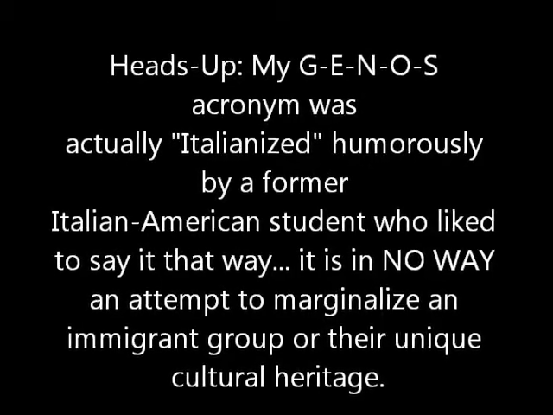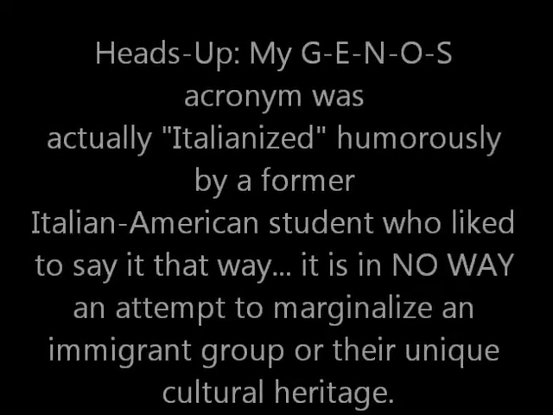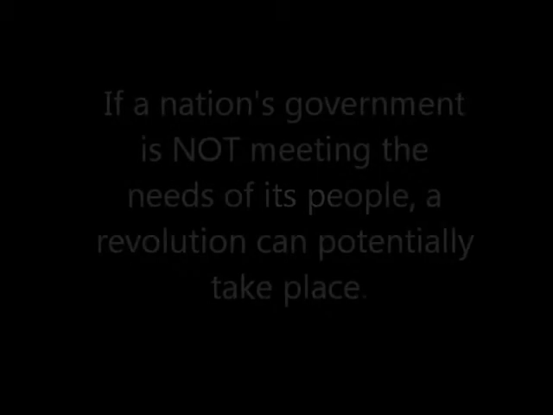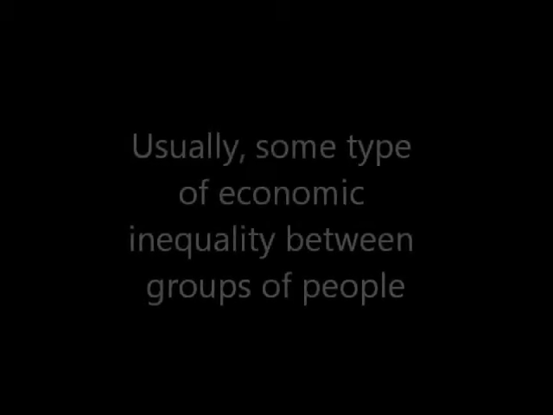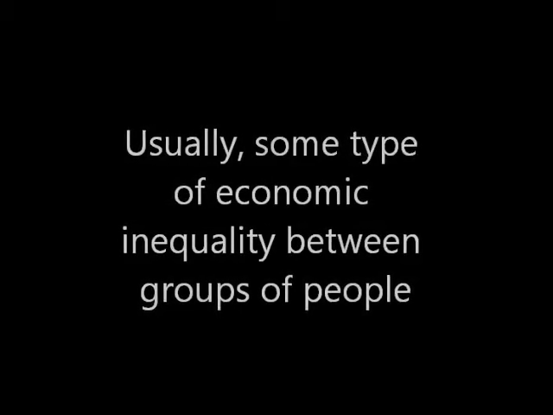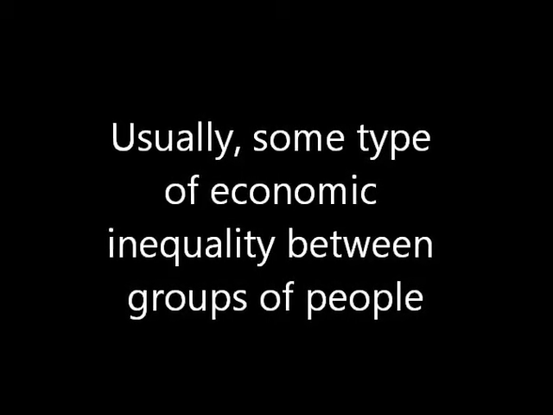So first and foremost, the G stands for government problems. Any country that has experienced a revolution will have issues within the current government that will help to create circumstances or the need for a major change. Secondly, the E in Genos is economic problems. Most countries that have revolutions have some sort of economic difficulties or economic inequality that fosters the situation for much change to take place. So we'll talk in more detail about that today as well.